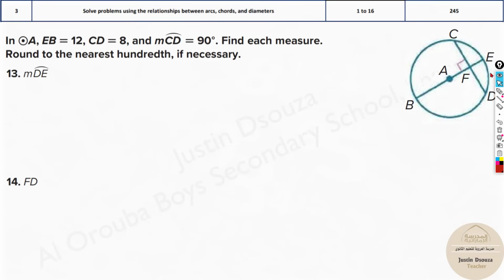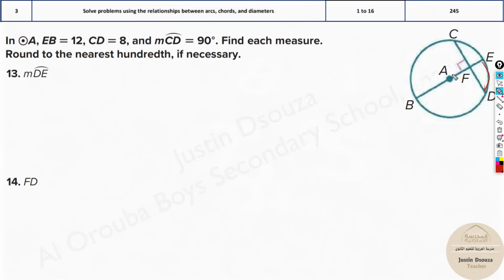Now DE would be, this is important, we need to know what they have given. They have given CD, the entire arc is 90 degrees. If this entire arc is 90 degrees, since this radius or diameter is cutting it, they are equally cut. What I mean is, this particular arc will be bisected by this line. Bisect means 90 becomes half. This is 45, this is 45. So from CD, which was given as 90 divided by 2, that means it's 45, the measure of arc DE. So this will be half of 90.